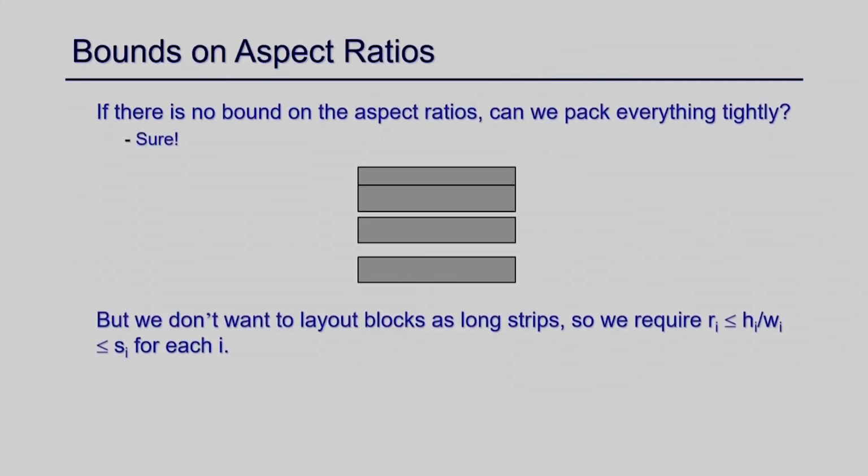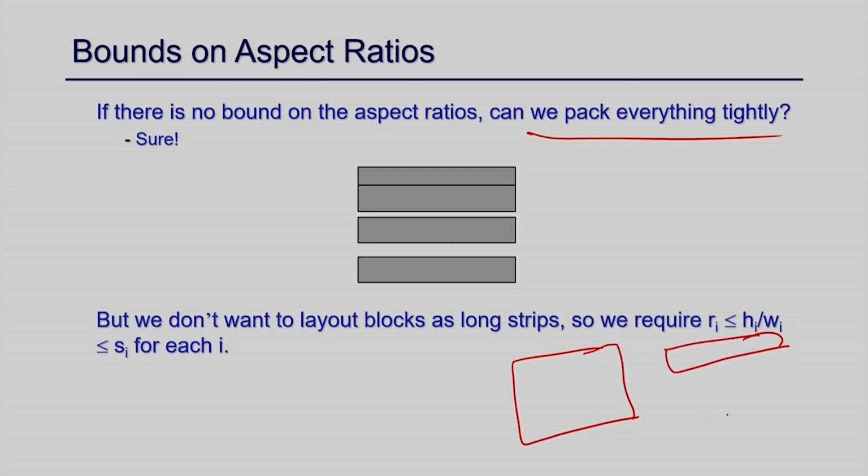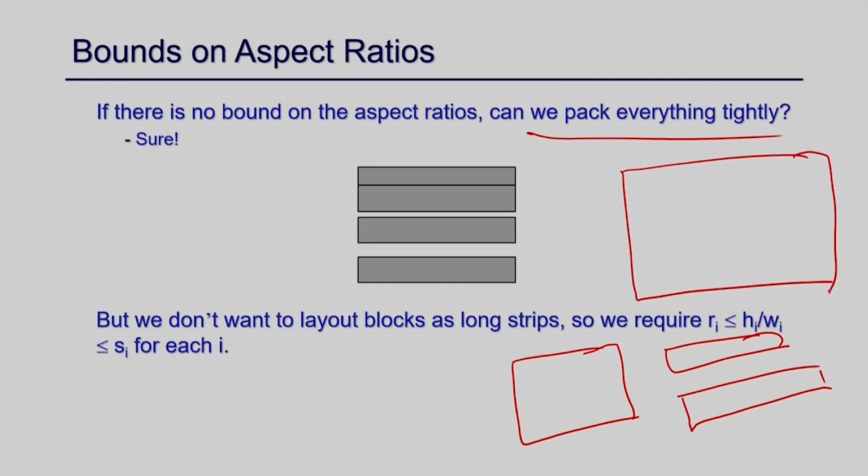As I mentioned, the bound on aspect ratio is there because otherwise we could always pack everything tightly. Consider the problem I just discussed: suppose your component blocks are like this, one block like this, one like this and one like this. There are 3 such blocks. Now suppose this is your chip area, and you place this one, say this is A. What will happen here? This cannot fit in here, and this may not fit in here also.